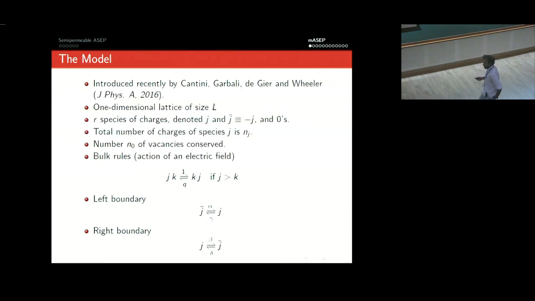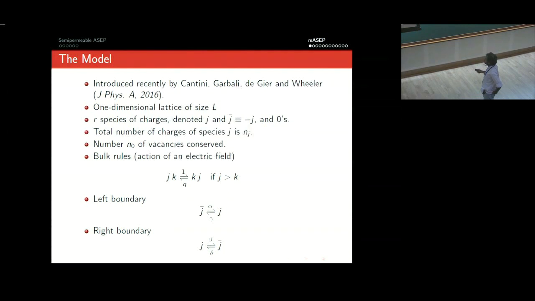So what we have now is R different species of charges, which I'll call J's and J bars. So J runs from 1 through R. And J bar you think of as minus J. Okay? So again, instead of having 1 plus and 1 minus, we have R different types of pluses and R different types of minuses. They are hierarchically ordered in the sense that plus R is bigger and stronger than plus 1, for example. So stuff like that.